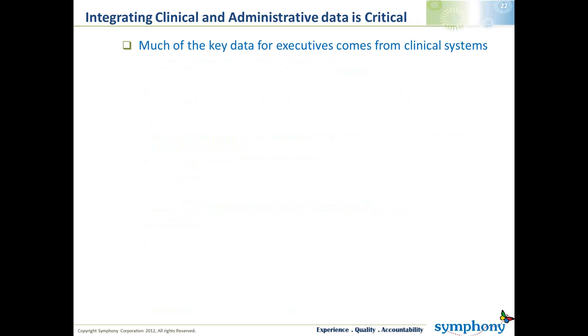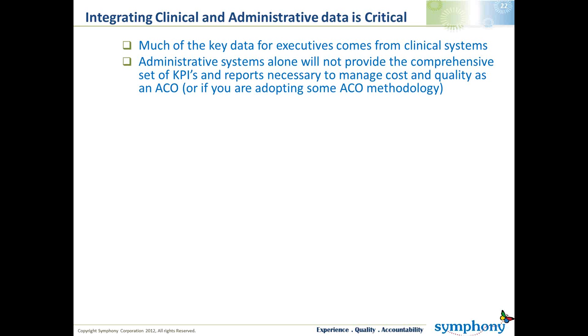So putting this data together is an interesting element. The data that your executives are looking at to run the business comes not only from admin, but a lot of it comes from clinical systems, because you're looking for risk, you're looking for outcomes, you're looking for how are we doing running the business of serving our customer base, the patients. The admin alone will not do it. And so I think you're going to see the reports to manage cost and quality as an ACO, more importantly, or if you're adopting elements of that ACO methodology, which we're seeing people begin to do.